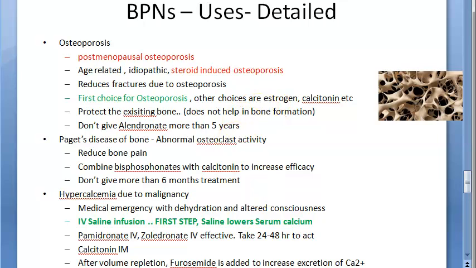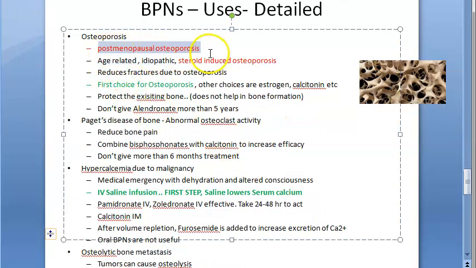The details of uses of bisphosphonates we saw. Postmenopausal osteoporosis and steroid-induced osteoporosis: it is the first drug of choice for osteoporosis. In Paget's disease of bone you can give it to reduce bone pain. You can combine it with calcitonin. For hypercalcemia due to malignancy, if there is an emergency because of dehydration and altered consciousness, you can first give a saline infusion. That is very important because saline itself lowers the serum calcium level. Then you can give Pamidronate and Zoledronate, which are effective.